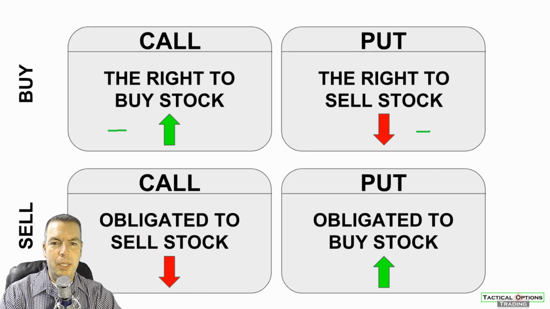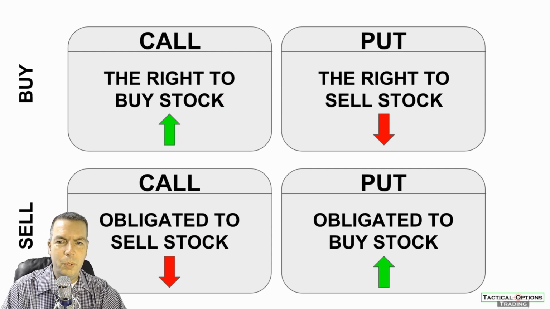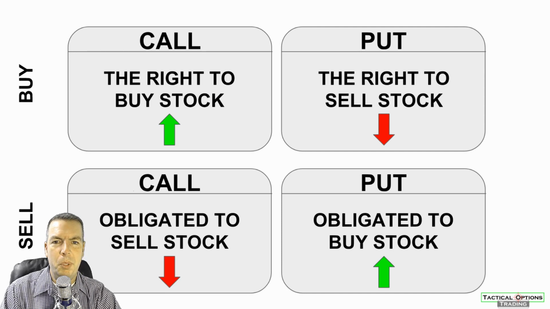So let's go to this little chart that I have made up here, and we'll go through some examples. You can see that we're looking at buying calls and buying puts. When we buy a call, that gives us the right to buy stock. And I want to pull up a blank screen here, and we'll talk about when we would want to buy a call, when we would want to buy a put, when we'd want to sell a call, and when we'd want to sell a put.